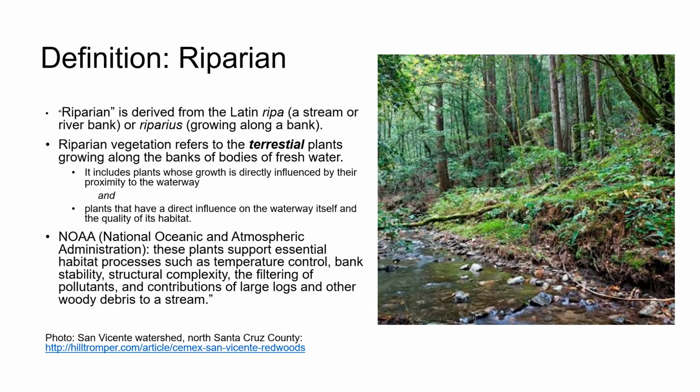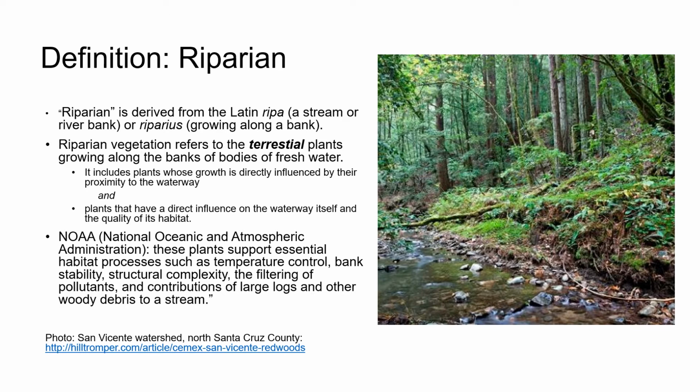The word riparian is derived from the Latin word ripa, which means a stream or a riverbank. The Latin word riparius means growing along a bank. So when we talk about riparian vegetation, what we're talking about are the terrestrial plants growing along the banks of bodies of fresh water.